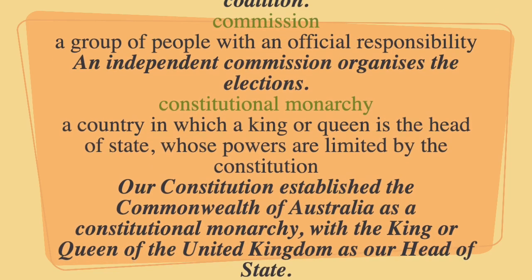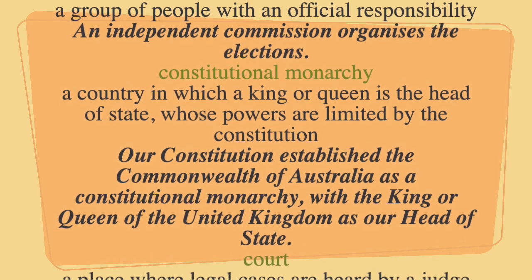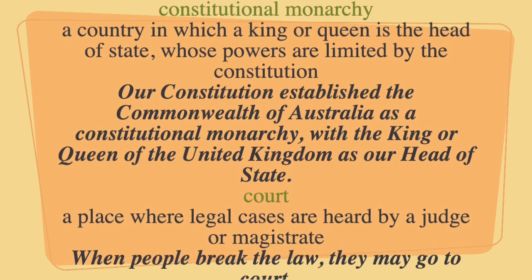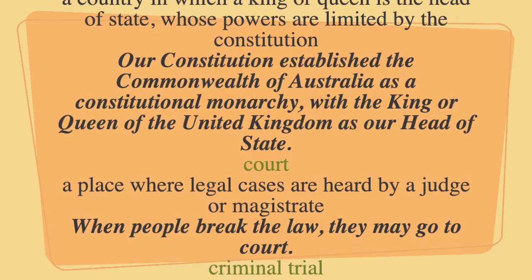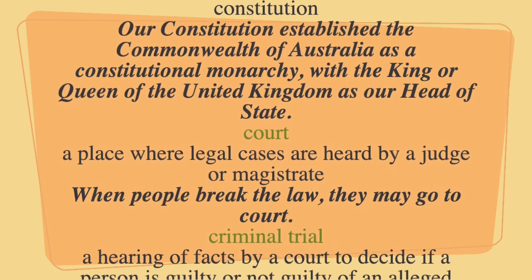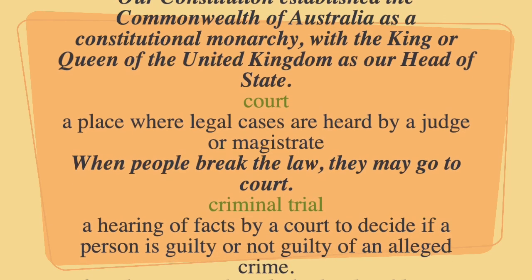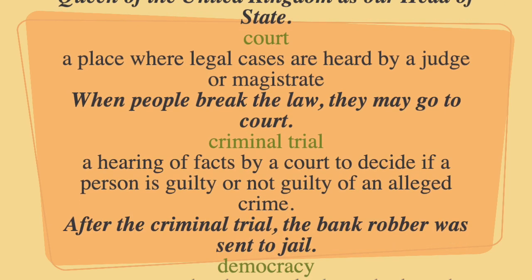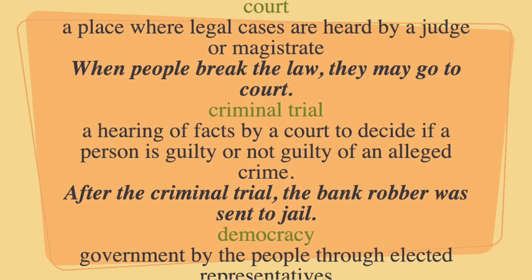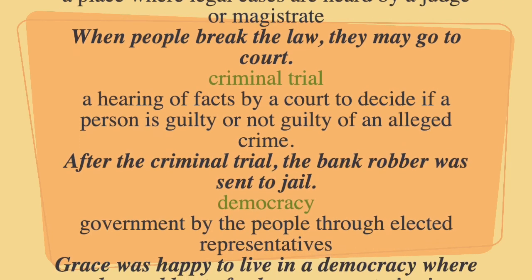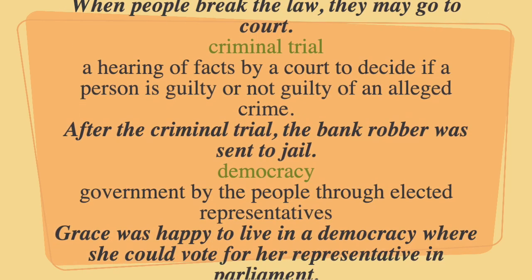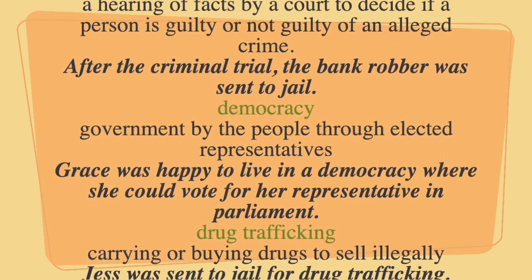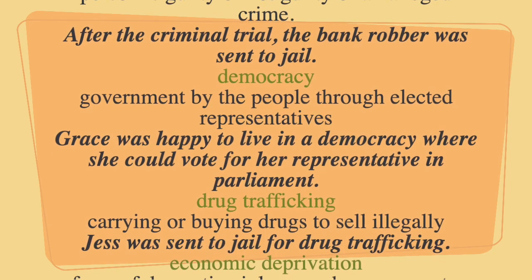So what is a commission? A group of people with official responsibilities. And next, what is constitutional monarchy? If you remember, a country in which a king or queen is the head of state, that is a constitutional monarchy. So what is the court? A place where legal cases are heard by a judge or magistrate. What is a criminal trial? A hearing by the court to decide if a person is guilty or not guilty of an alleged crime. So what is democracy? Government by the people through elected representatives.